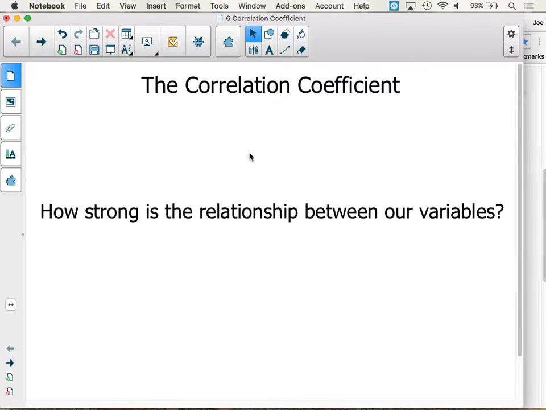In this lesson, we'll learn about something called the correlation coefficient. What the correlation coefficient measures is how strong the relationship is between our variables. I mean, we can graph a line of best fit through a scatter plot, but how do we really know if that line is a good predictor or not? Well, the correlation coefficient tells us.